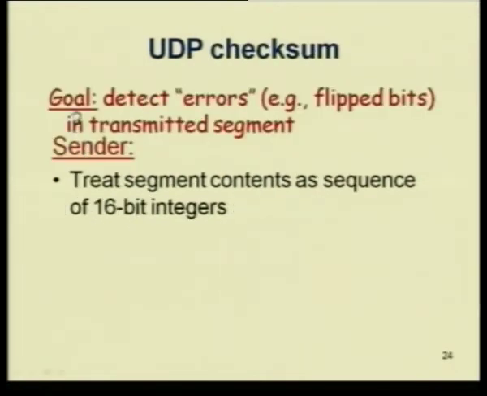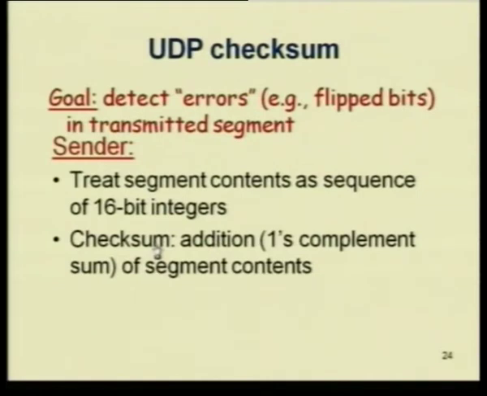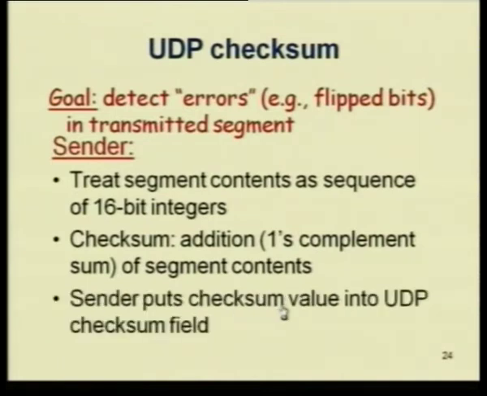So what is the goal of the checksum? It is to detect errors in a transmitted segment. What will the sender do for that? It treats the segment contents as a sequence of 16-bit integers and performs the checksum by doing a ones complement sum of the segment contents, same as what we do in the IP protocol as well. Then the sender puts the checksum value into the UDP checksum field.